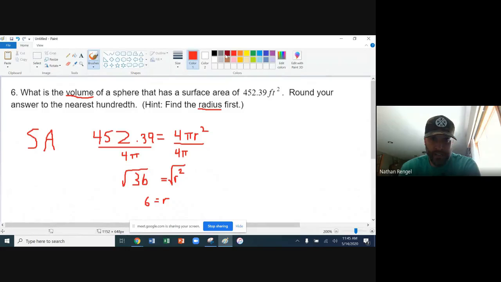So now we know the radius of this sphere. We already knew what the surface area was. That's what we used to find that radius. We got to find now the volume. So volume we're going to take is equal to 4/3 times pi times r cubed. From there then, that's just going to be a plug in to our calculator.